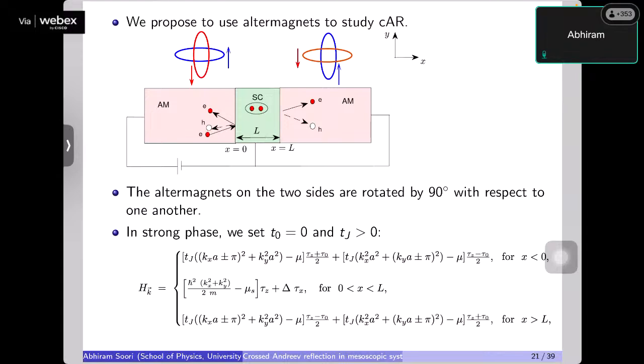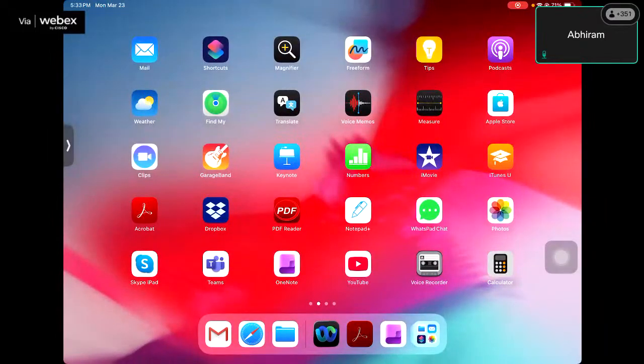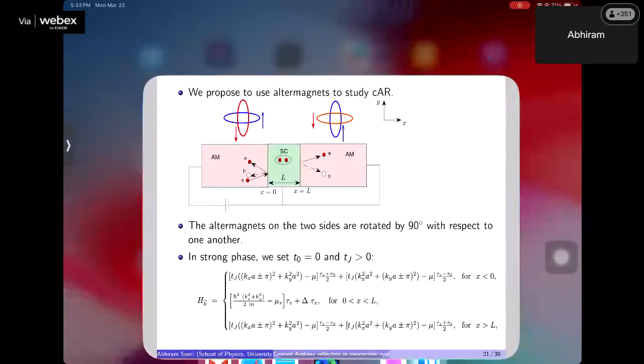What is essentially being done here is that you take two altermagnets and rotate them by 90 degrees. There is no magnetic field applied. Then in the middle you have the superconductor, and now you apply a bias from the altermagnet to the superconductor, and you will get enhanced crossed Andreev reflection. It is basically about the Fermi surface property.